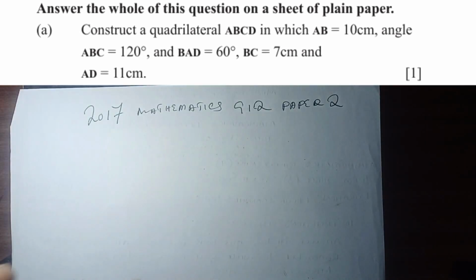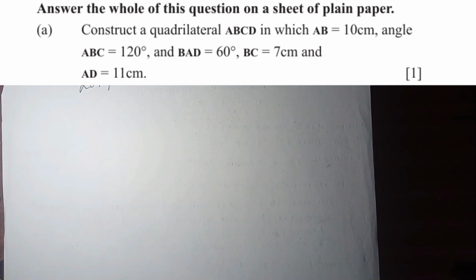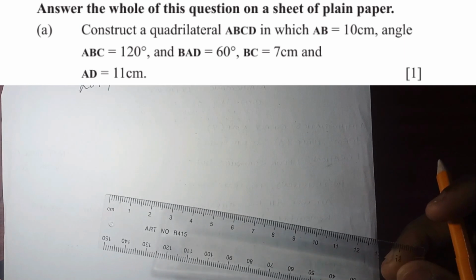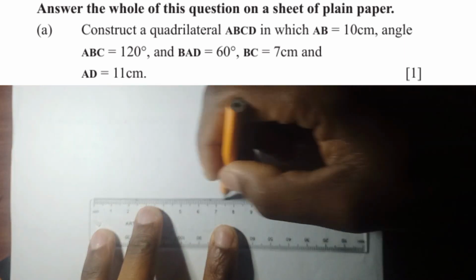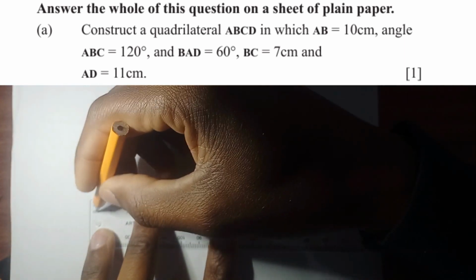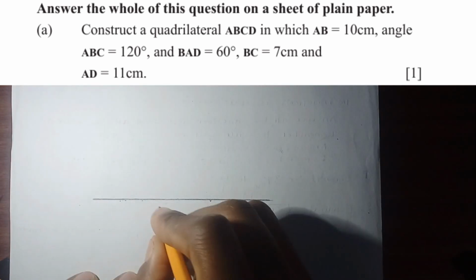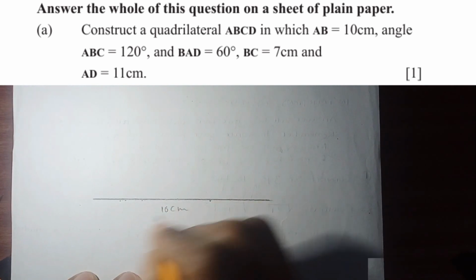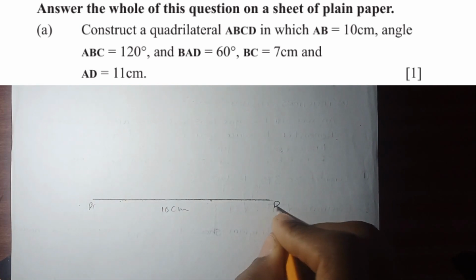So we need to construct on a piece of plain paper. This is a plain paper that I'm using. And the first question says, construct a quadrilateral ABCD in which AB is 10 centimeters. So let us get our ruler and measure 10 centimeters. Place your ruler and draw 10 centimeters like so. Make sure that you start from 0 and the units are centimeters. Indicate 10 centimeters, and this is line AB.